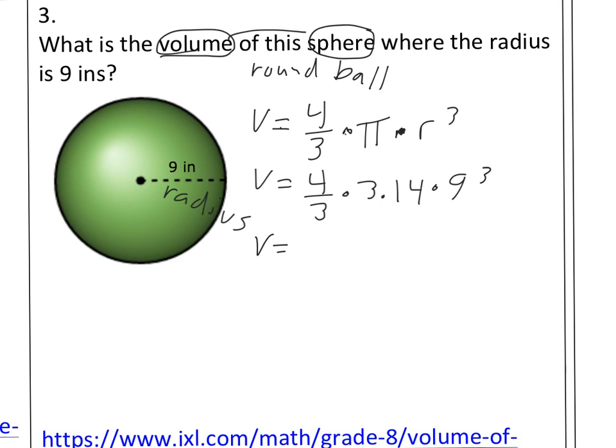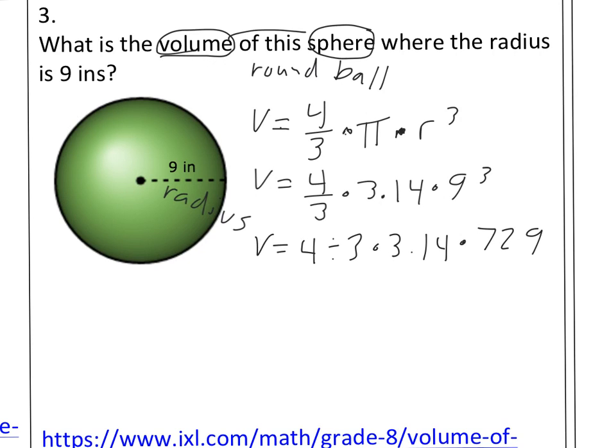So we have volume equals. I'm going to switch out the 4 over 3. I'm going to call it 4 divide 3. I just think that looks better. Times 3.14 times 9 times 9 is 81, and 81 times 9 is going to take us to 729. And that took care of the exponent there.